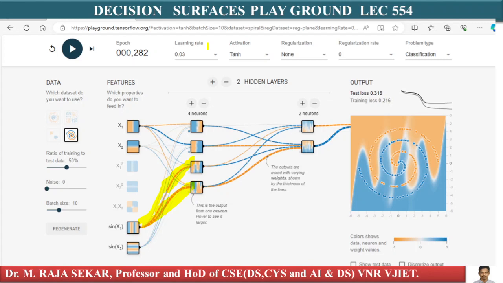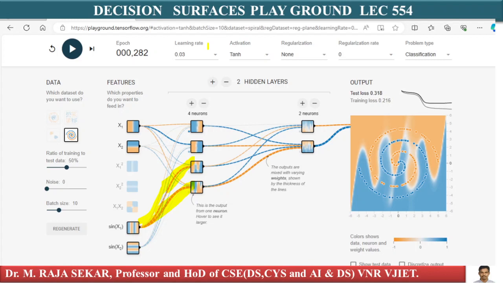I encourage all of you to play with this tool. This is one of the best tools through which you can gain deep intuition. Change the learning rate. See what happens if you change the learning rate, change the activation function, change the regularization, change the regularization rate. Play with this tool. I strongly recommend each of you spend at least 1 to 2 hours, add noise, change batch size, play with this data. This is one of the best tools that I found on the internet.